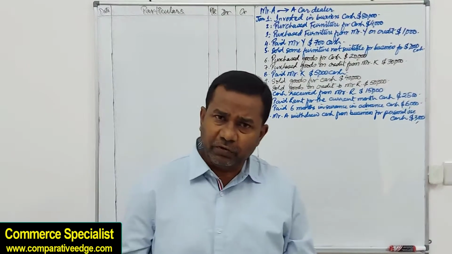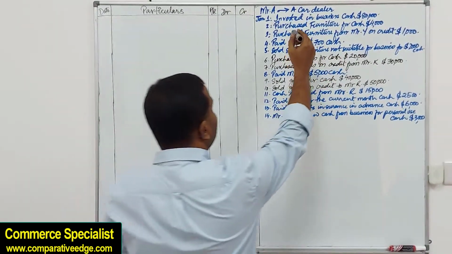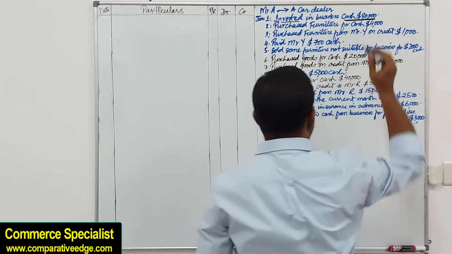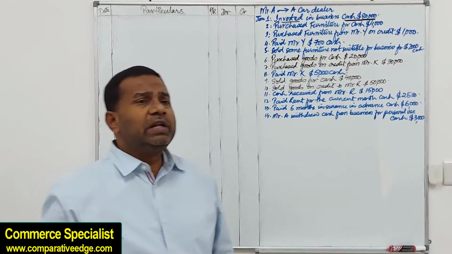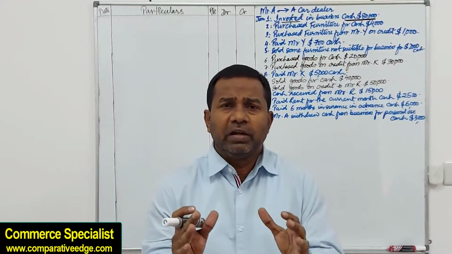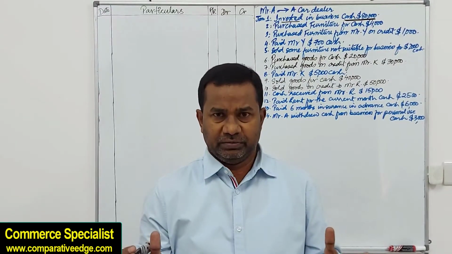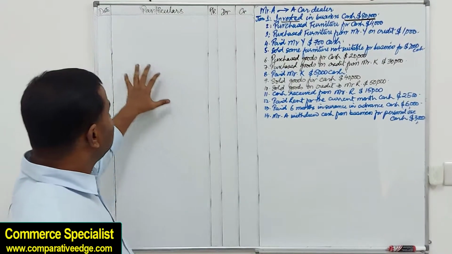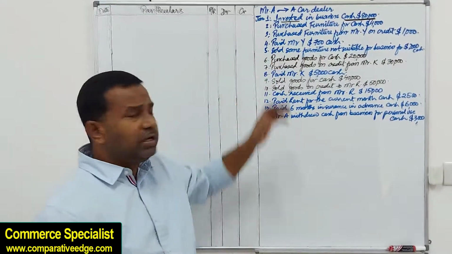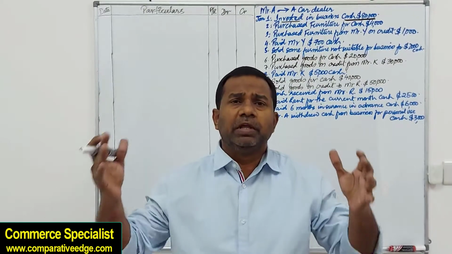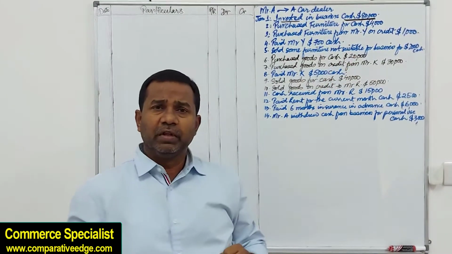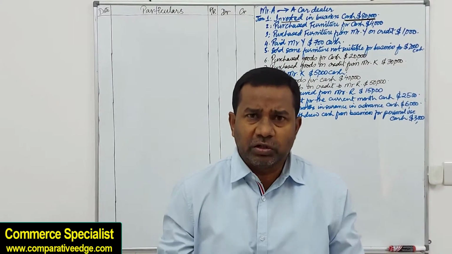So let's begin with the first one. It says Mr. A invested in business cash 80,000. Here we need to understand, please remember, we have to look at the before and after effect. It means at the moment the business is empty, nothing is here. And it is January 1st. Before January 1st, there was no cash in the business. Now there is cash of 80,000. Mr. A, the owner, has invested cash into the business.